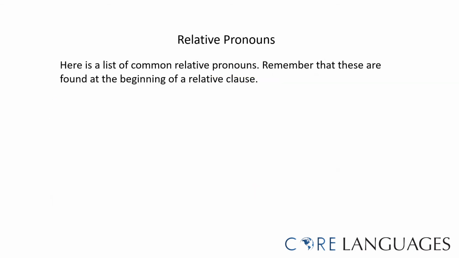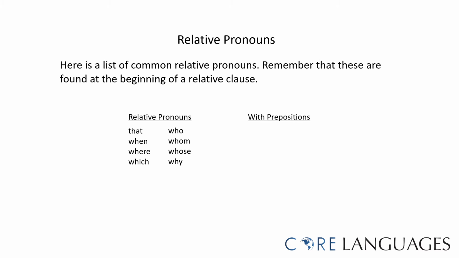Just as subordinating conjunctions, relative pronouns also are only found at the beginning of a relative clause. Here are some examples of relative pronouns. That, when, where, which, who, whom, whose, and why. Relative pronouns can also be used in combination with prepositions. At which, for whom, for which, in which, on which, with whom.